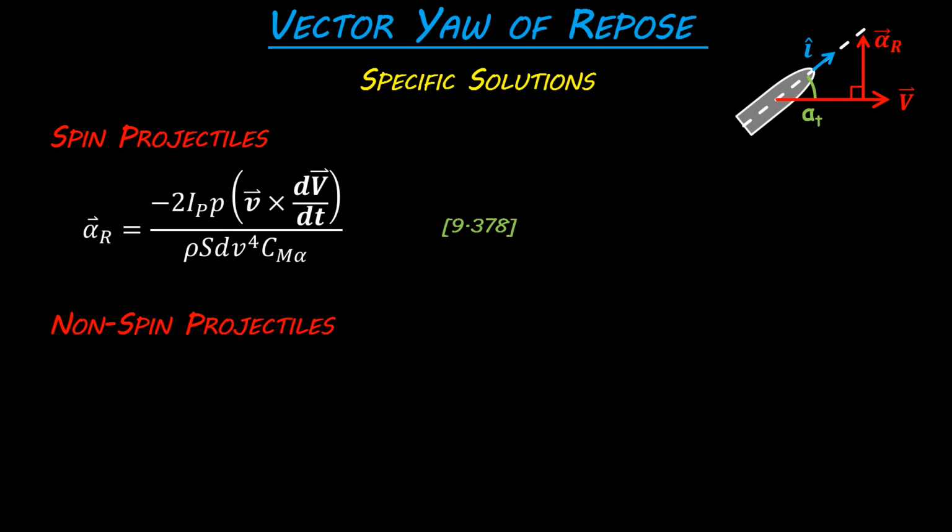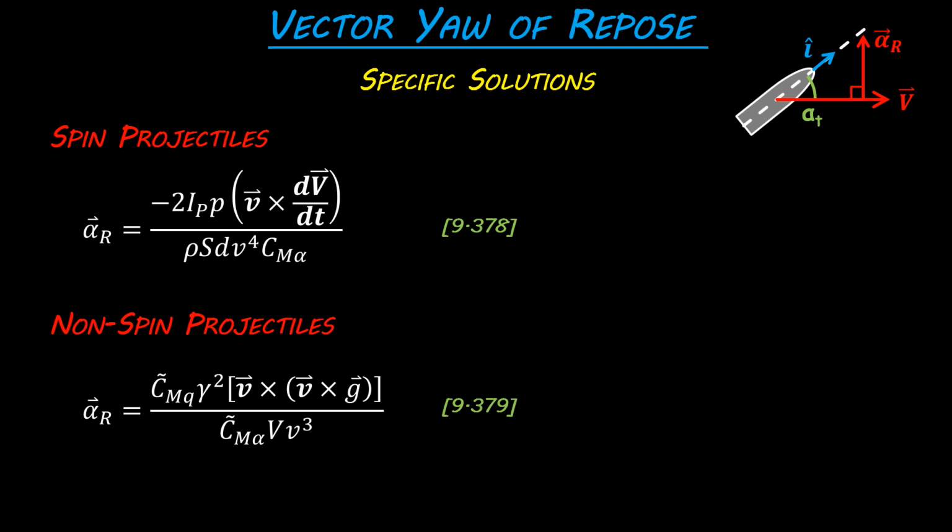Now, if we have a non-spinning projectile, we're going to have a different way to calculate what yaw of repose we will end up at, and you can see that here. We have to take into account some of our Magnus coefficients, and we have this gamma term that's brought in here into equation 3.79. So what is that thing? Well, that is this L vector crossed with our I vector, and it's equal to the cosine of our total yaw angle alpha t.